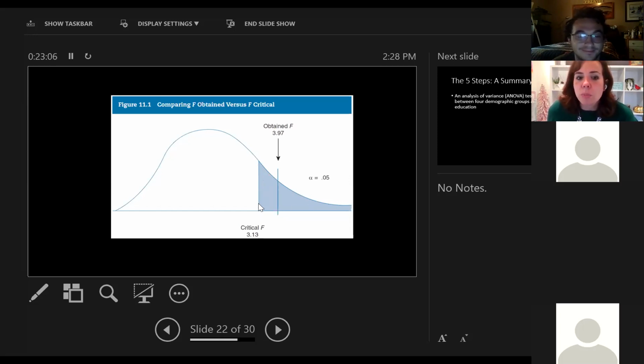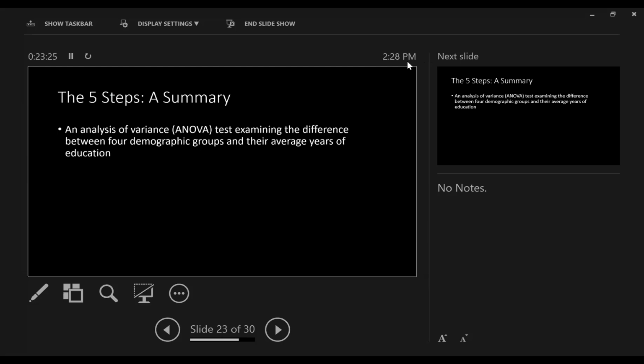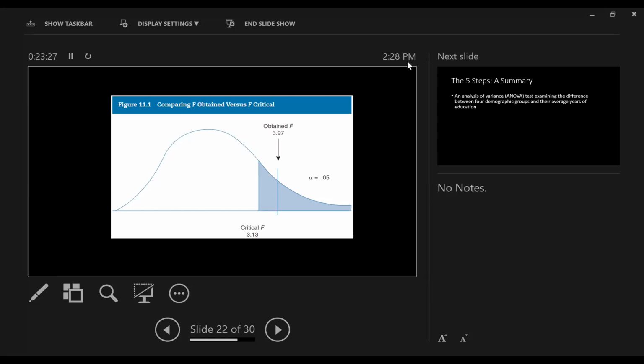The F critical was 3.13. The F obtained is 3.97. Therefore, it is a statistically significant result. The way I would summarize that is that I can reject the null hypothesis, right, that all means are equal. Okay, this is an example from your text. I think that relates to the years of education and race. You can go back to that example in your book.